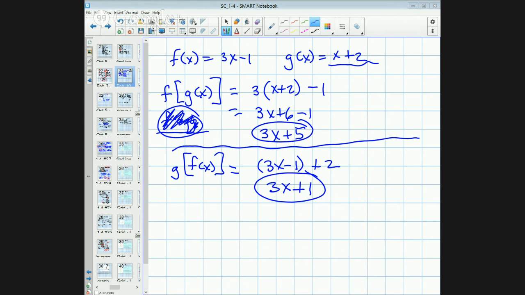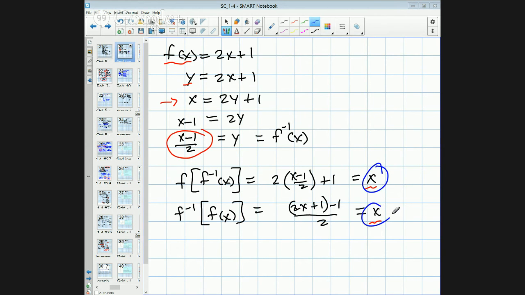So you can't invert a composing problem and get the same answer. There is only one time it'll work, and that's when one function is the inverse of the other. Then, when you compose them, they both turn out to the identity function x. But otherwise, unless they're inverses of each other, don't expect composites to work the same back and forth.